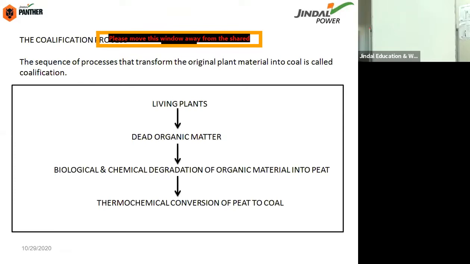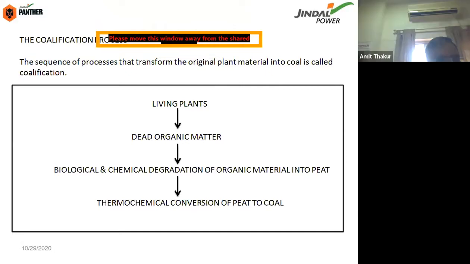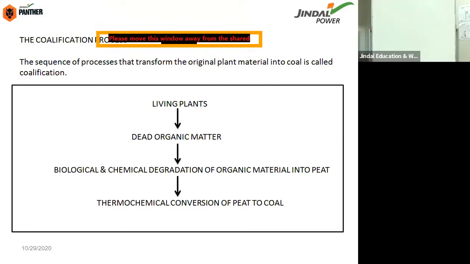This is an outline of the coalification process, which I have already told you. Living plants, when trapped inside the ground at a high depth level, become dead organic matter. After days, years, decades, and centuries, it gets biologically and chemically degraded into peat formation. Any question?